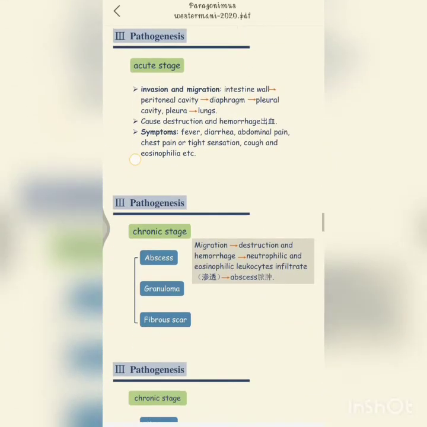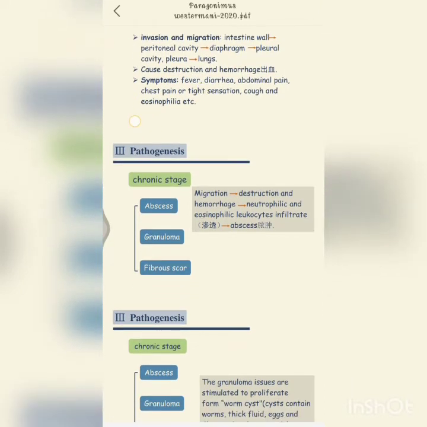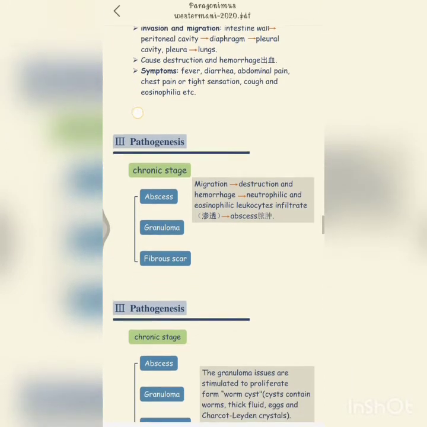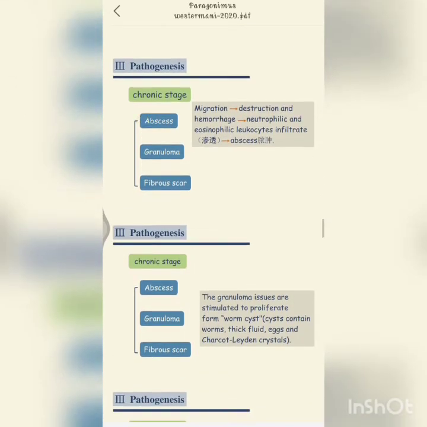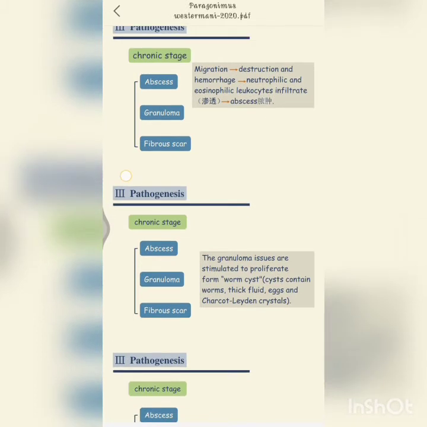The acute stage is invasion and migration, that is from the intestinal wall, peritoneal cavity, diaphragm, pleural cavity and lungs. So it causes destruction and hemorrhage. And the symptoms are fever, diarrhea, abdominal pain, chest pain, tight sensation, cough and eosinophilia. So that is nothing but tuberculosis-like symptoms. And the chronic stage is abscess, granuloma and fibrous scar.